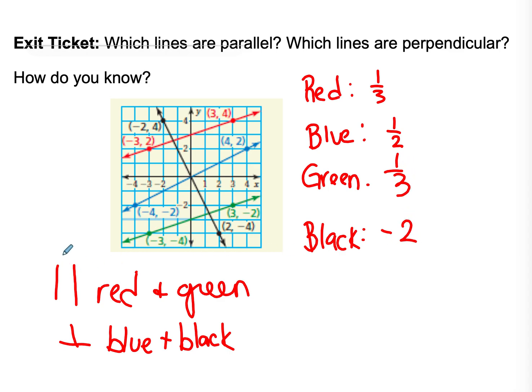So the ones parallel, these two lines that kind of look like an 11, that's the symbol for parallel, and that's the red and the green. They both have a slope of 1/3. The ones that are perpendicular, the sign for perpendicular kind of looks like an upside down capital T. Those are the blue and black lines.